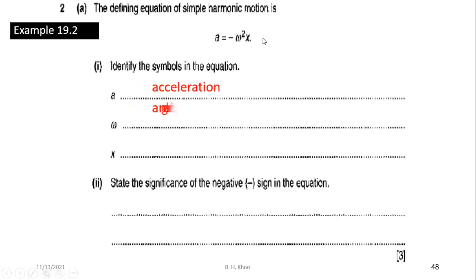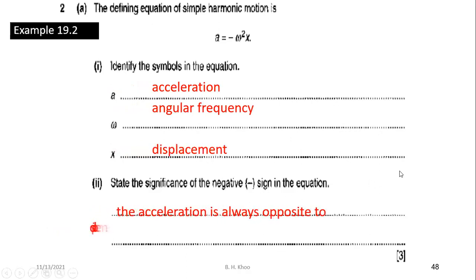State the significance of the negative sign in the equation. Why do you have this negative? To show that the acceleration and displacement are opposite signs. Not opposite sign, in opposite direction. Okay. They always oppose each other. That's the idea. Acceleration and displacement always oppose each other.